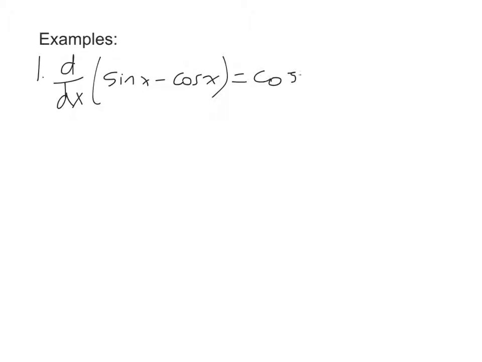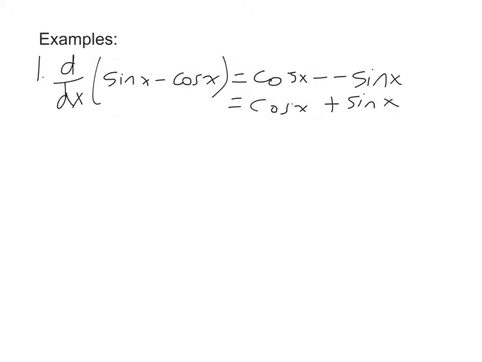Let's look at some examples. Let's say I want to find the derivative with respect to x of, how about sine of x minus cosine of x. Well, I can find the derivative of each of these and subtract them. So the derivative of sine is going to be cosine x, minus the derivative of cosine, which is negative sine x. And so I'll end up with cosine x plus sine x.